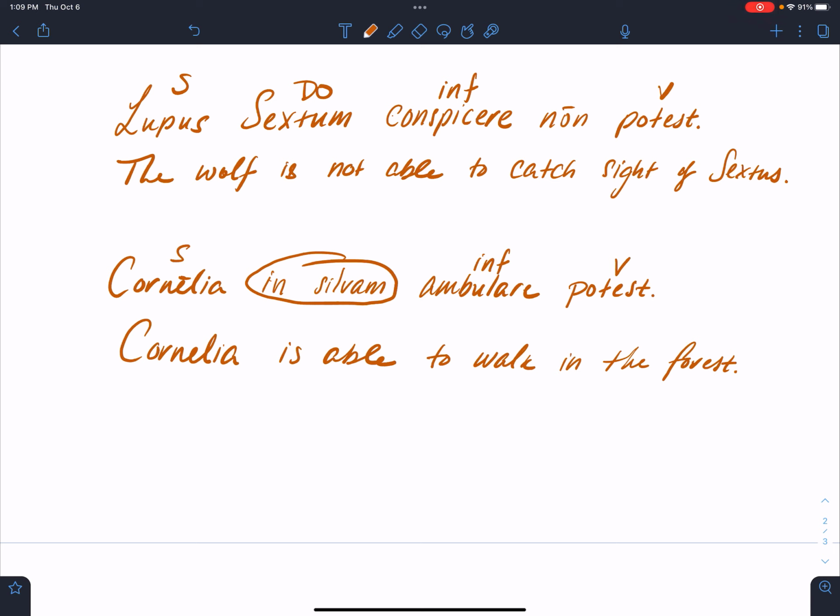All right, do you guys think you have a good idea of how these complementary infinitives work? All the takeaway is they just complete the thought of another verb. Okay, they're just helping another verb. Any questions on that? Yes.